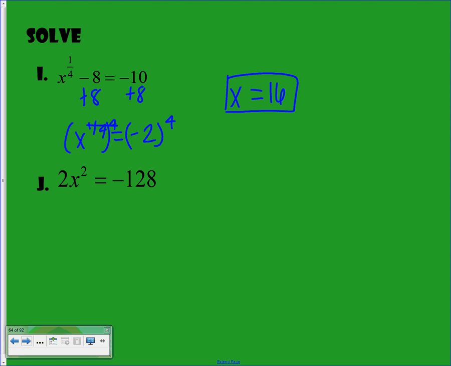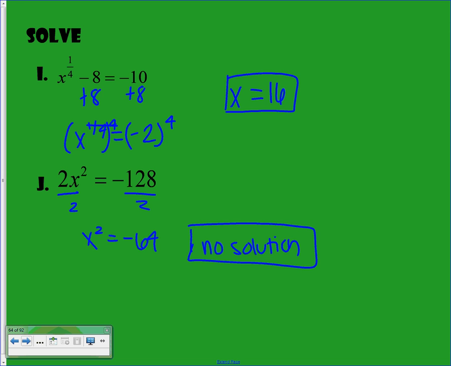All right, so we'll look at j. We'll divide by 2 first. So we'll have x squared equal a negative 64. Well, if I just look at that right now, you're going to say, can a square ever give me a negative? And that is no. So if I ever get something that needs to be to an even power to give me a negative, that's going to be no solution.